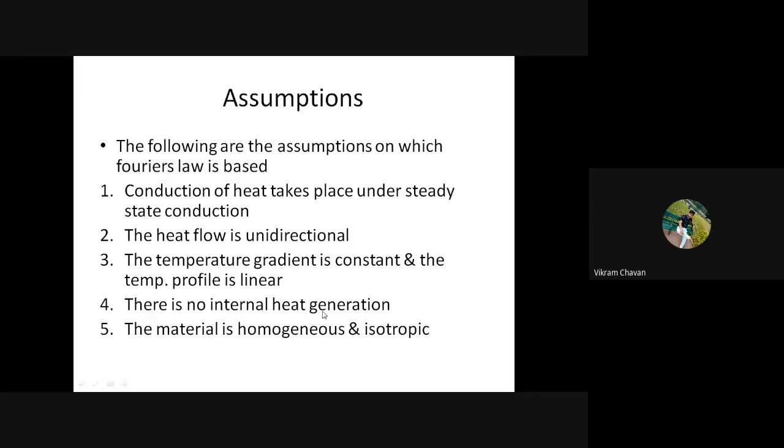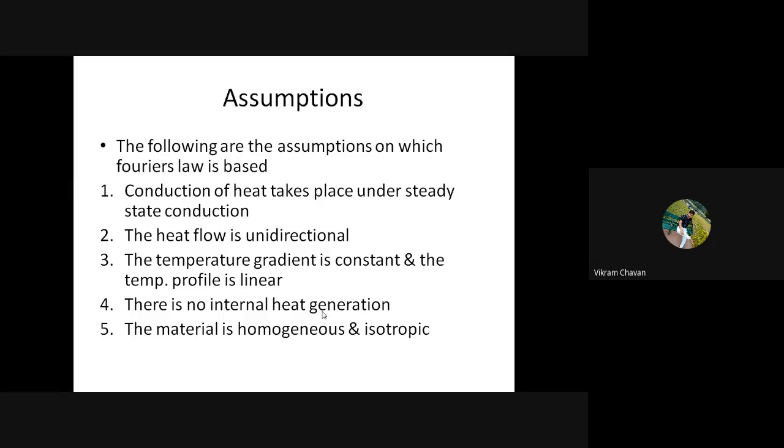Okay, what does "no internal heat generation" mean? Consider the example of a heater. A heater is an example of heat generation, since it continuously generates heat. But to implement this particular law for heat transfer, initially we have to consider that there is no heat generation in that particular body.